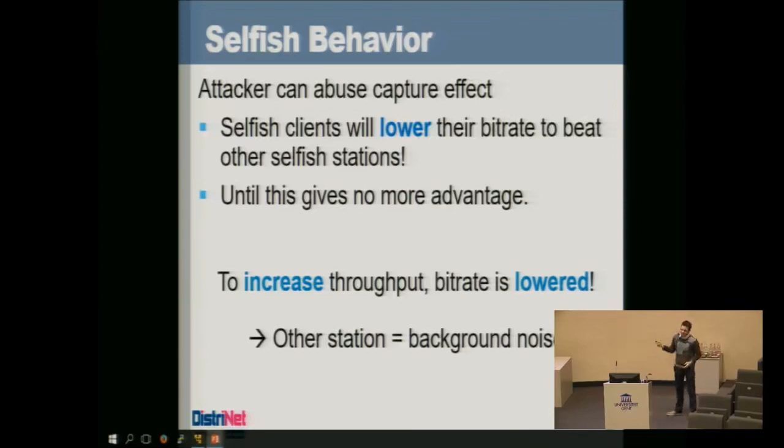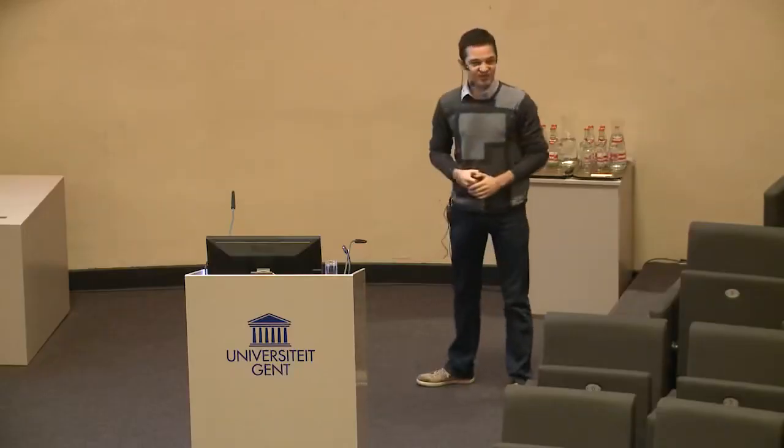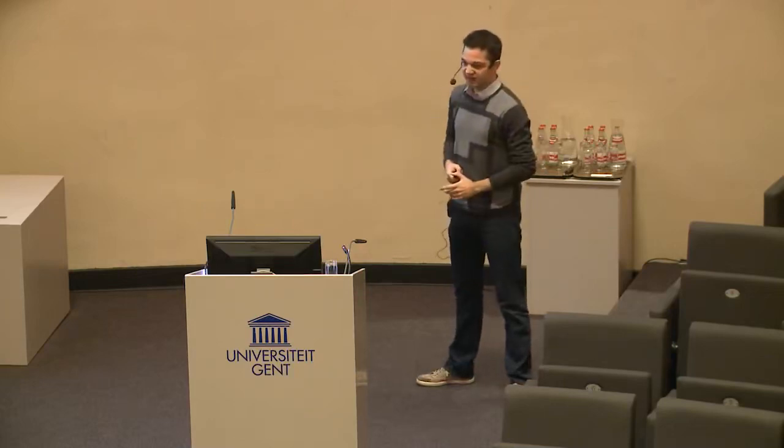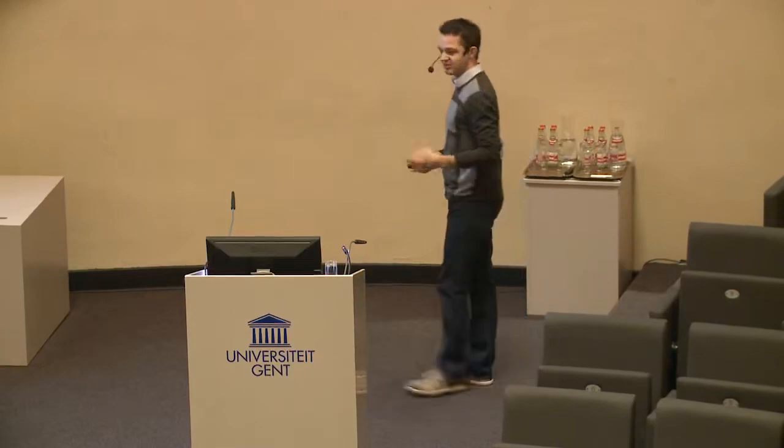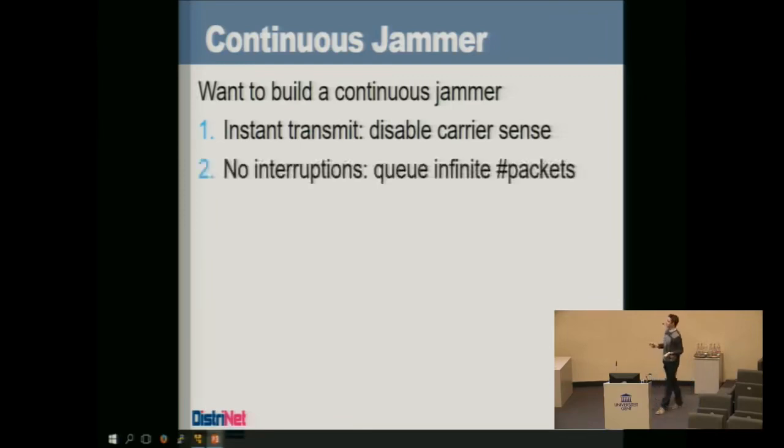So now for the, in my opinion, more fun part. We're going to build a continuous jammer, and after this, we're going to build a selective jammer. So what do we have to do if we want to build a continuous jammer using our very cheap devices? Well, the first thing we have to be able to do is to instantly transmit a frame, whether or not there is already a transmission going on. To do that, we simply have to disable carrier sense, which is the mechanism devices use to detect if someone else is already transmitting. And finally, we want to ensure that we are constantly transmitting data without any interruption whatsoever.